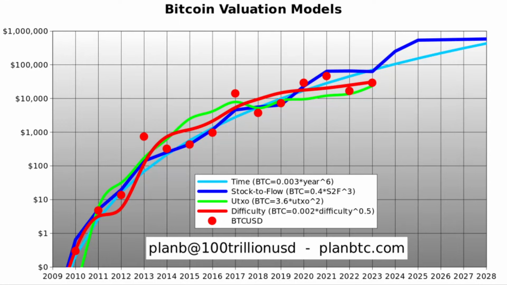Today we talk about Bitcoin models, and there has been a lot of discussion lately about Bitcoin models, so this is my 2 cents. I will talk about 4 models, the pros, the cons, how to use them, and insights for the Bitcoin price. So this chart shows 4 valuation models based on time, stock to flow, UTXO, and difficulty.